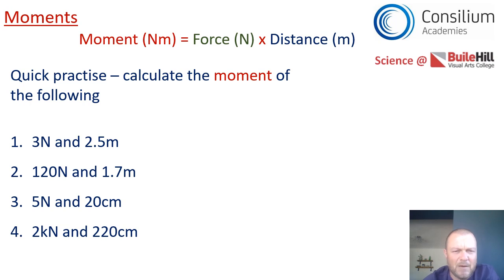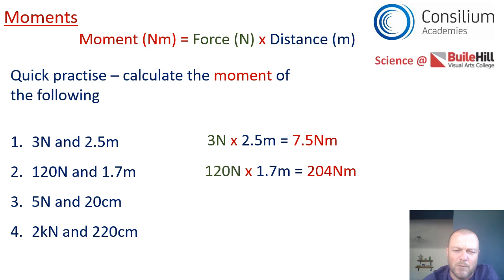Okay, how did you get on? First one's easy. It's 3 newtons times 2.5 meters. The answer is 7.5 newton meters. And the second one is 120 newtons times 1.7 meters, which is 204 newton meters. In the third one, we've got 5 newtons and 20 centimeters. So we need to convert those centimeters into meters. So it'd be 5 newtons times 0.2 meters, which is 1 newton meter.